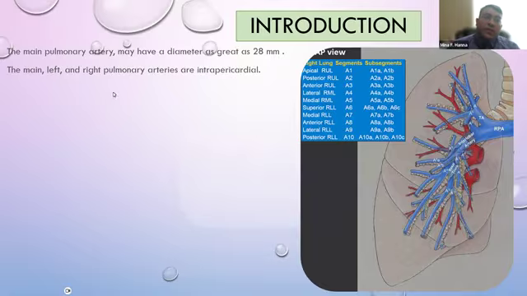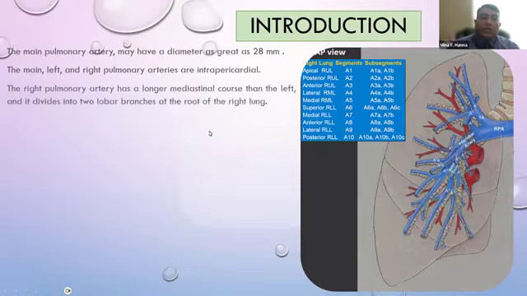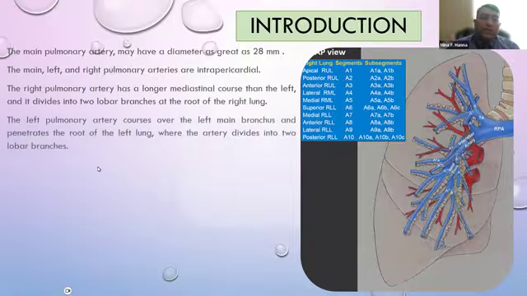The main left and right pulmonary arteries are intrapericardial, and the right pulmonary artery has a longer mediastinal course than the left, and it divides into two lobar branches at the root of the right lung. The left pulmonary artery courses over the left main bronchus and penetrates into the root of the left lung, where the artery divides into two lobar branches.